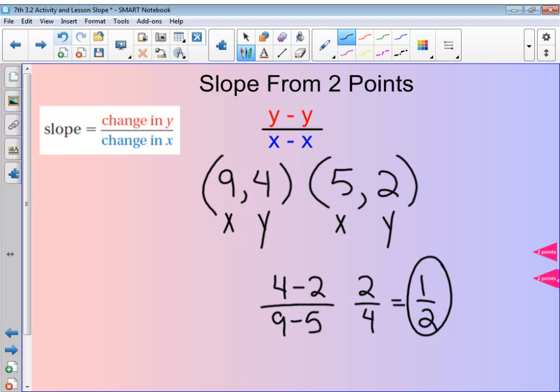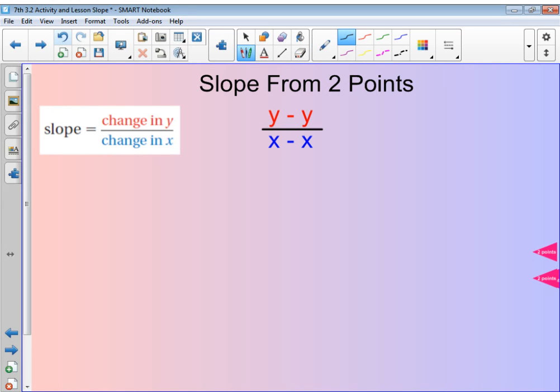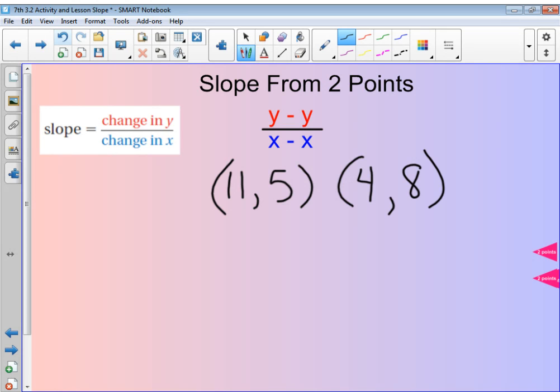You should have ended up with a slope of 1/2. Okay, so I'm going to give you one more set. This time I'm not going to label the X, Y, so you need to try and remember alphabet X, Y, Z, so it's X, Y. So let's do. So go ahead and work through this one and see what your final slope is.